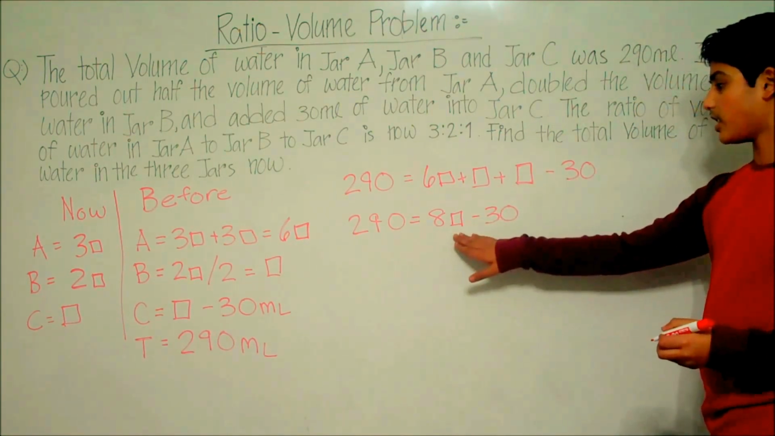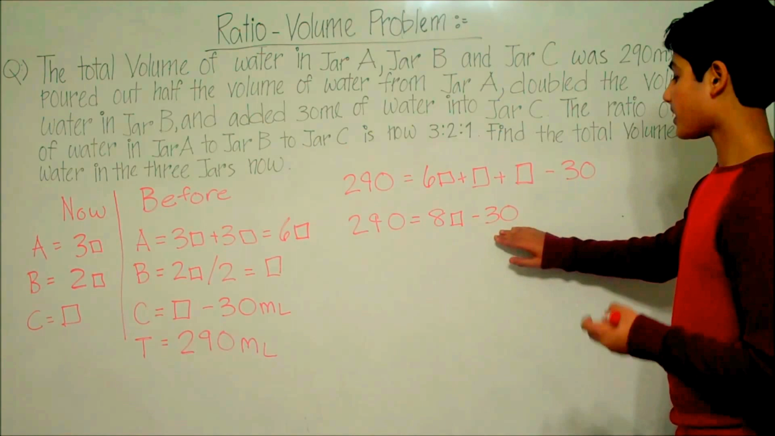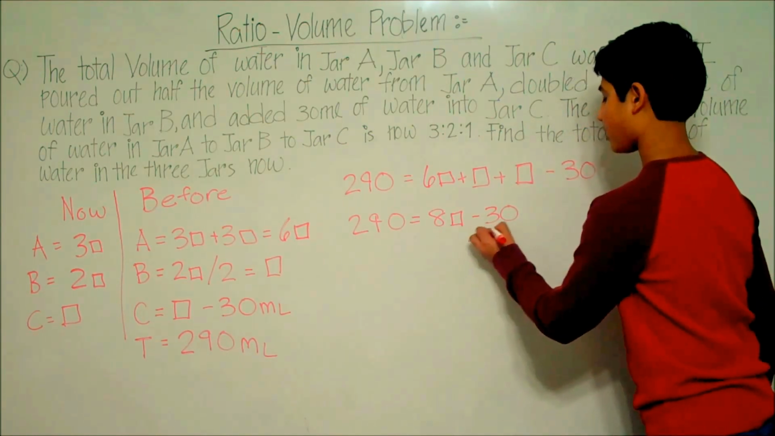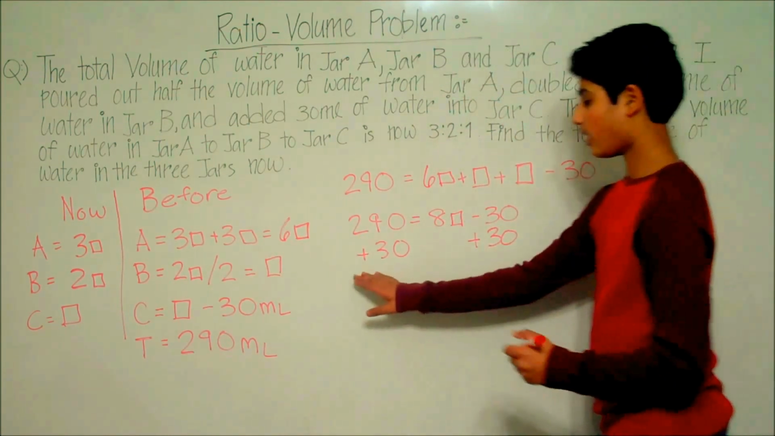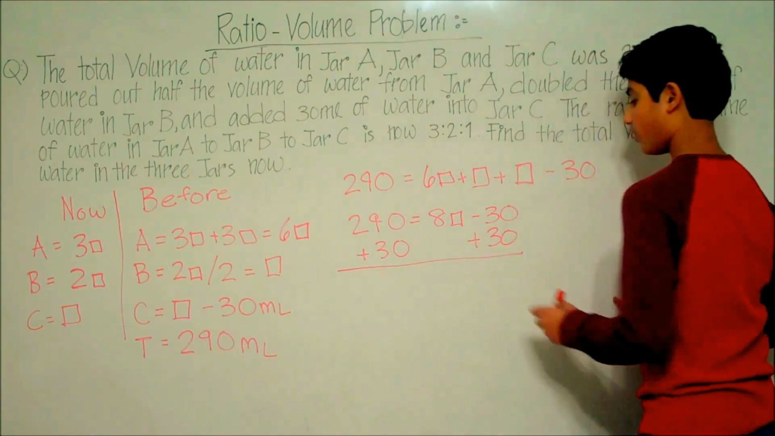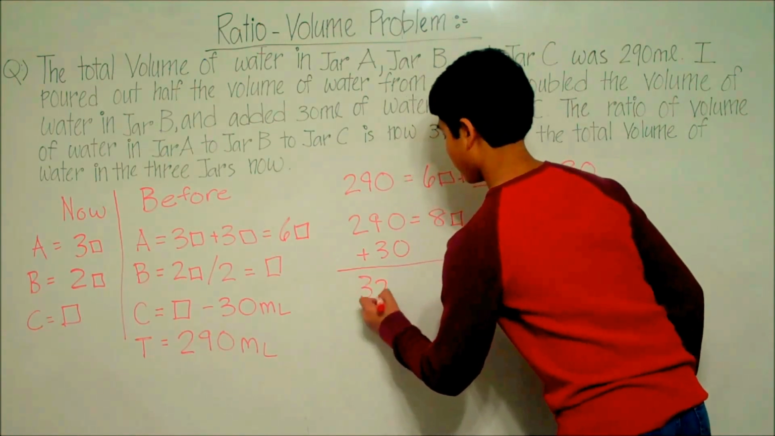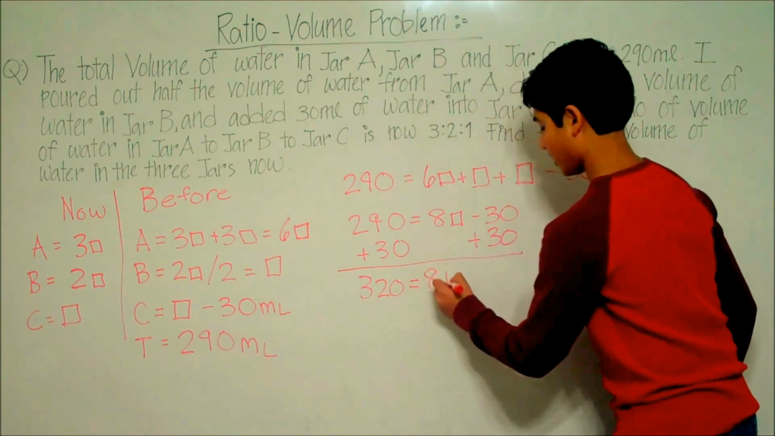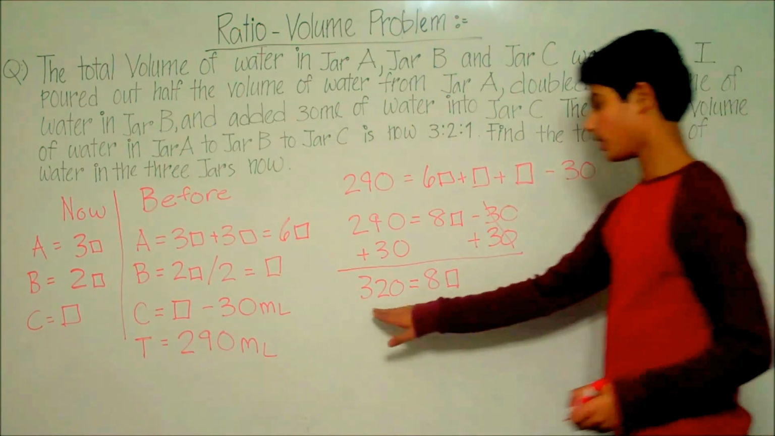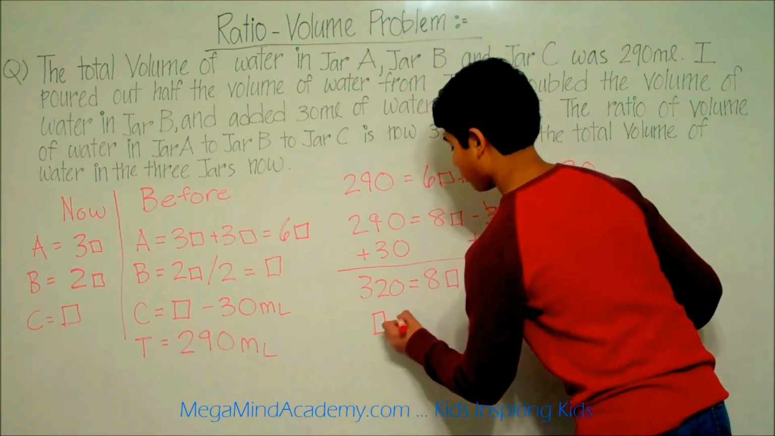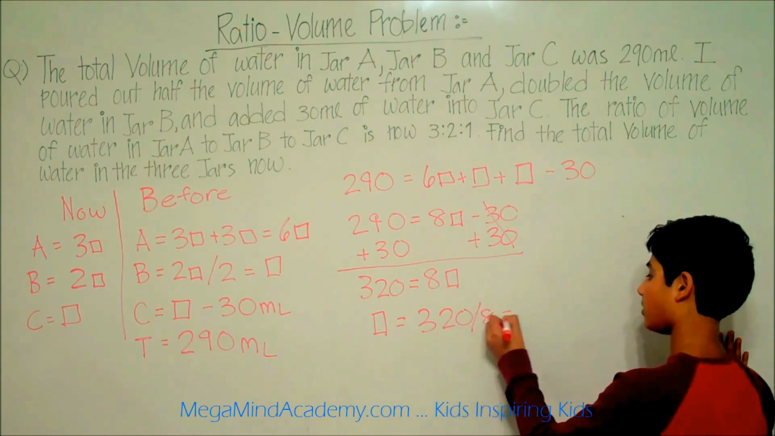Now let's get the units on one side and the numbers on the other side. To do this, we have to get rid of negative 30 from this side of the equation. To do that, we have to add 30 to both sides, because whatever we do on one side of the equation, we have to do on the other side of the equation. So we get 290 plus 30 is equal to 320 is equal to 8 units, and negative 30 plus 30 cancels out. So we get 8 units is equal to 320. So 1 unit is equal to 320 divided by 8, which is equal to 40.